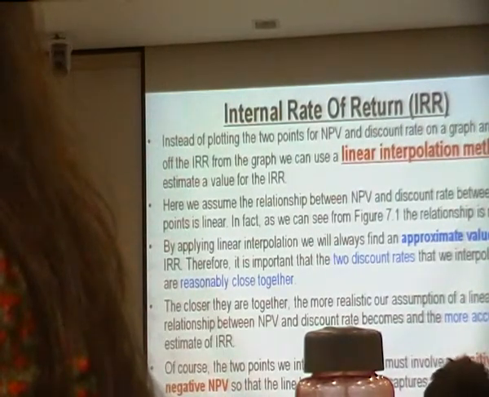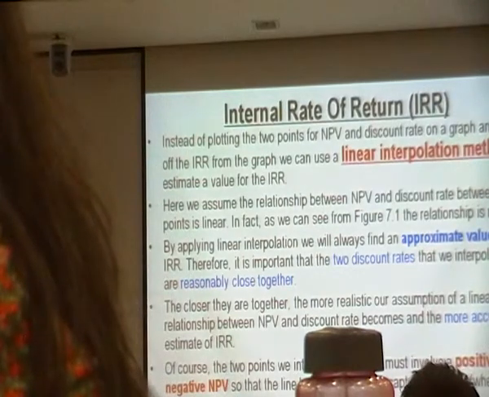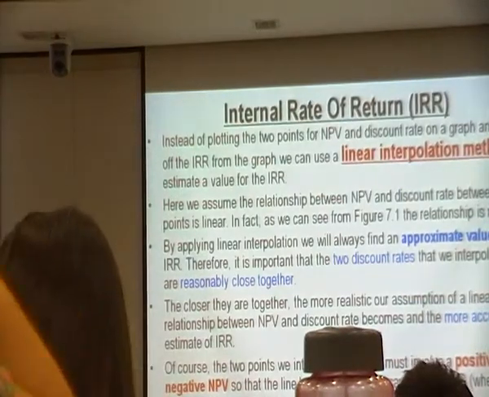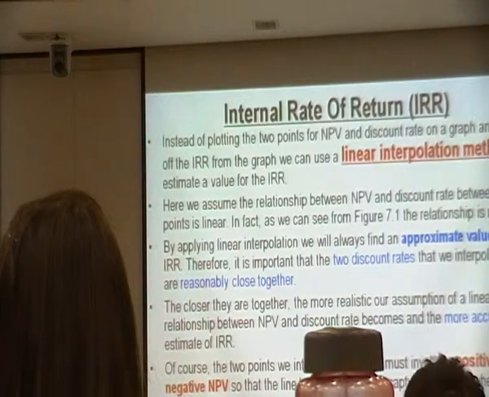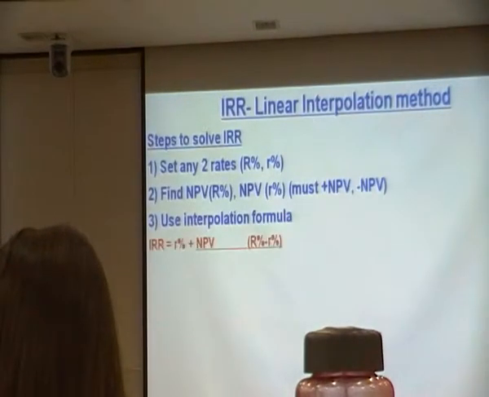Use one low discount rate, use one high discount rate, and find their respective NPV. And take the absolute value, regardless of whether it is positive or negative, when you plug into this interpolation method. Okay? The detail of this, I set down in your handout there already. Here it doesn't tell you what the steps are.